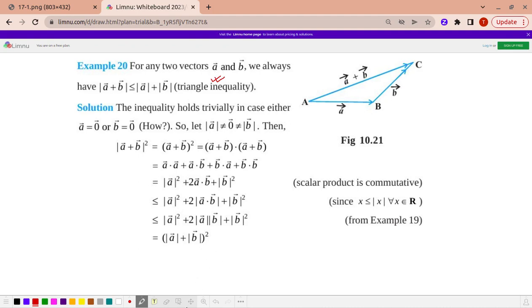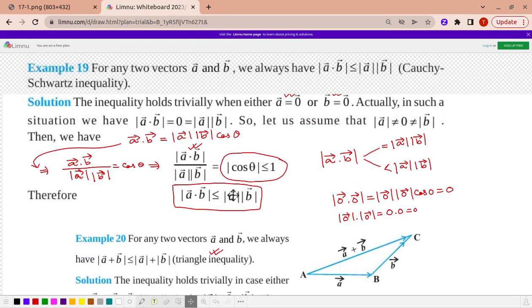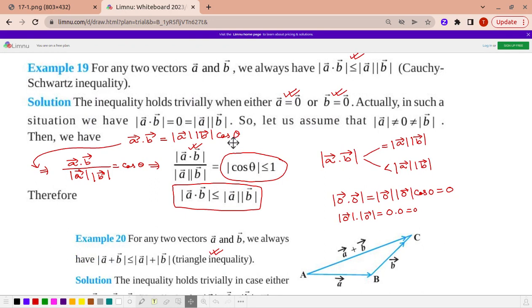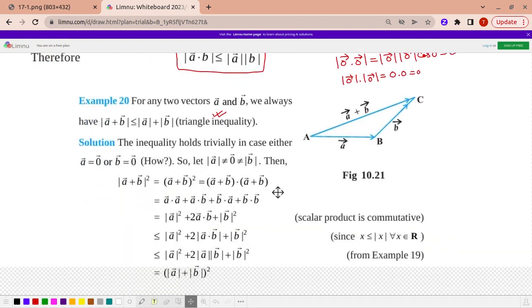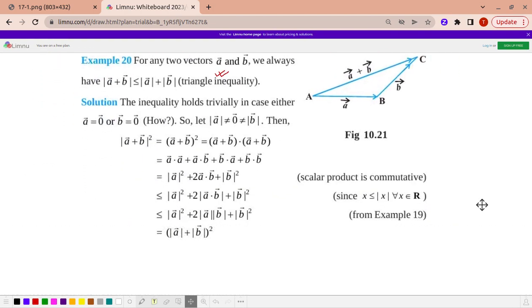You recall this one, Cauchy-Schwarz, where we see that mod of A dot B is less than or equal to mod A into mod B. Here it is mod of A plus B less than or equal to mod A plus mod B, and this is known as the triangle inequality.